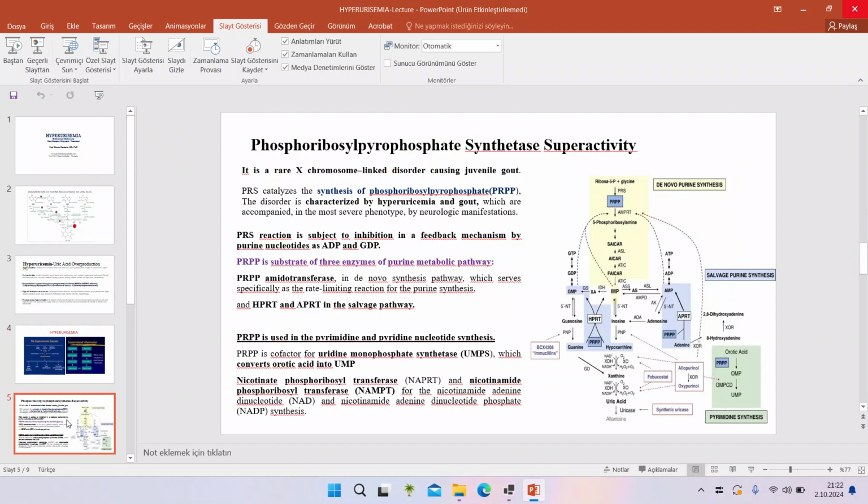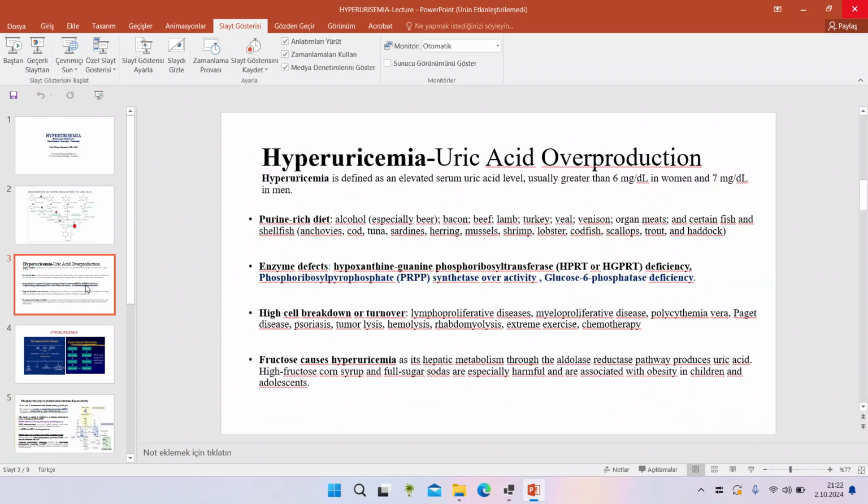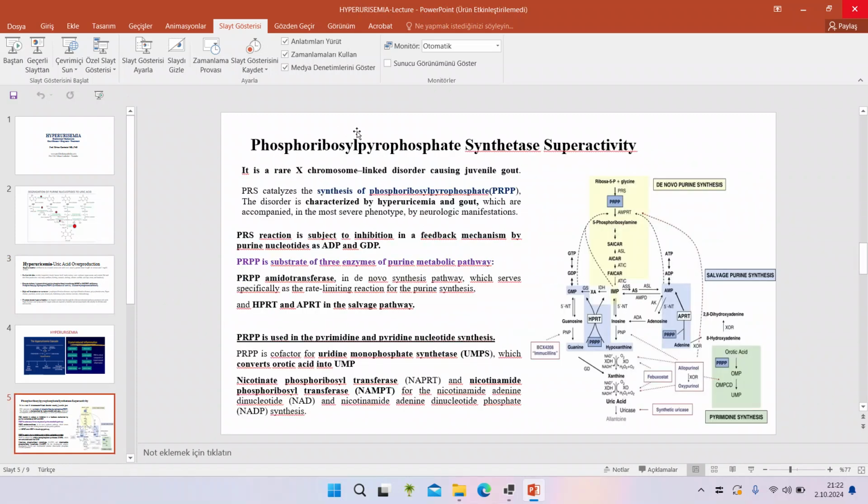Now I will give some information about enzyme defects related to uric acid overproduction. First is phosphoribosyl pyrophosphate synthetase superactivity. It is a rare X chromosome linked disorder causing uric gout.